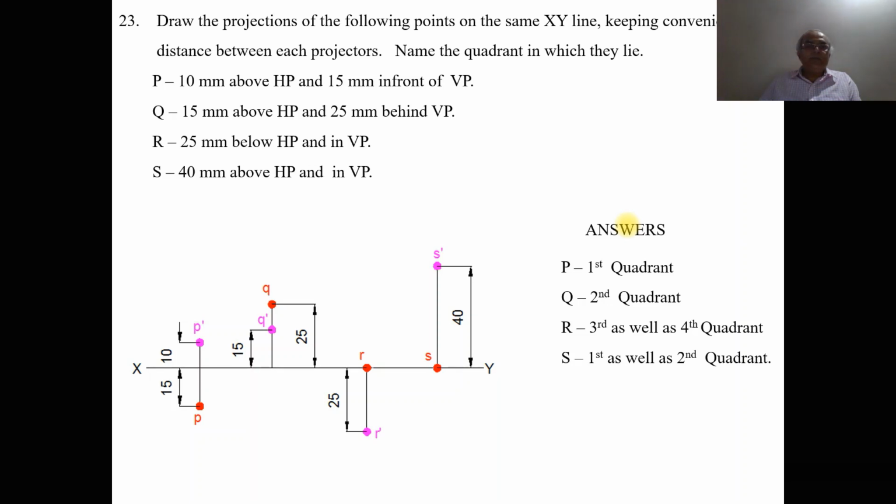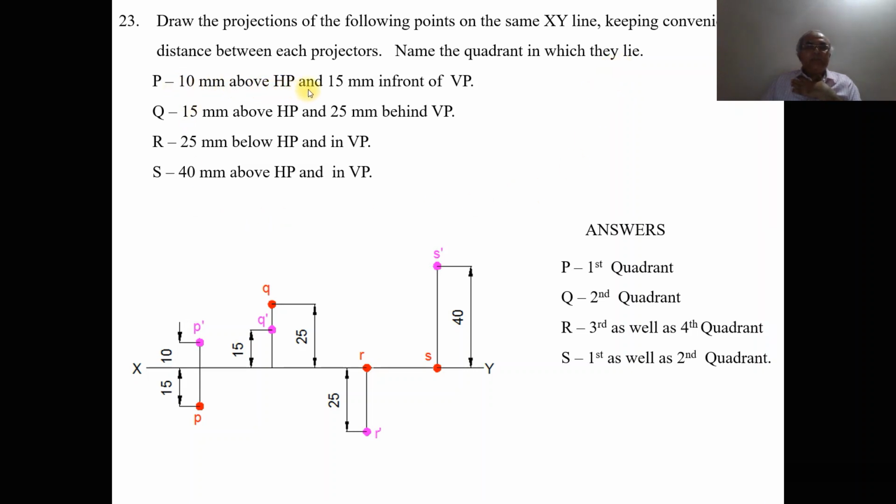Continuing on the combination of quadrants, we'll go to the next problem, how to analyze this problem and solve it by using AutoCAD software. Draw the projections of the following points on the same XY line, keeping convenient distance between each projection. Name the quadrants in which they lie.